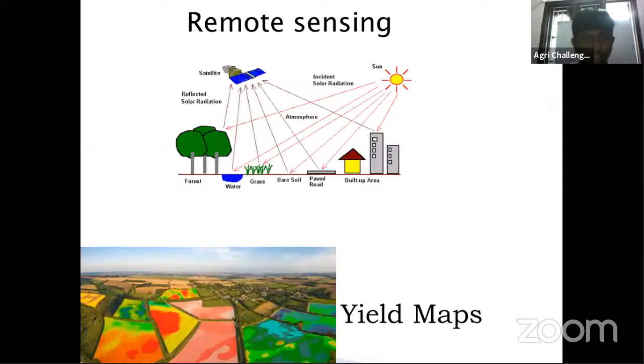Then remote sensing. How will it work? Remote sensing is done from a satellite, maybe a drone, or a helicopter mounted with some cameras or sensors from the sky side. There is solar radiation. This is the sun, and from the sun we get sun rays. These sun rays have electromagnetic properties.